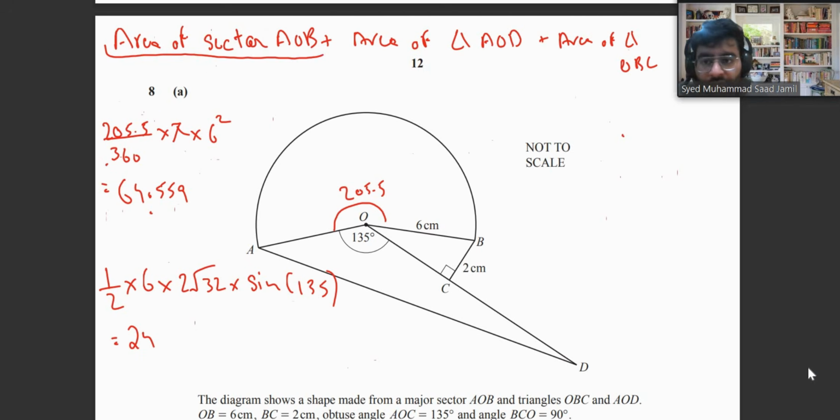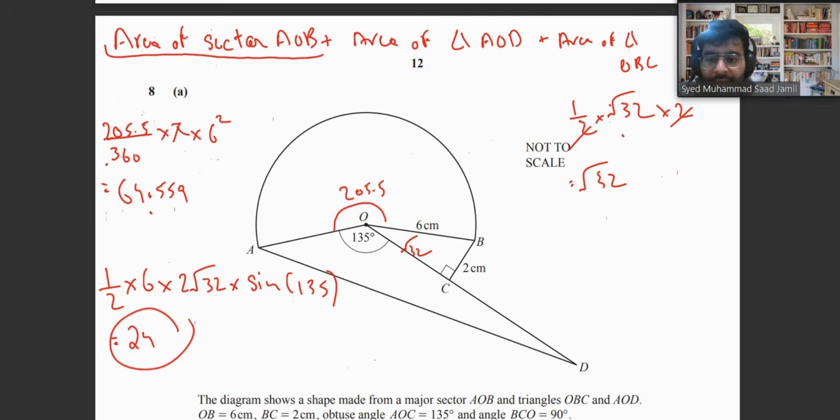Then we have the area of triangle, which is half into base into height. So half into base, which is under root 32. This thing is under root 32, don't forget. Multiply by height, which is 2. 2 cancel, so the answer is only under root 32.